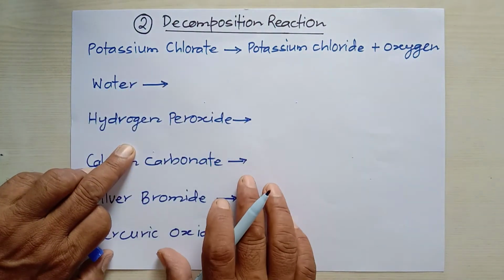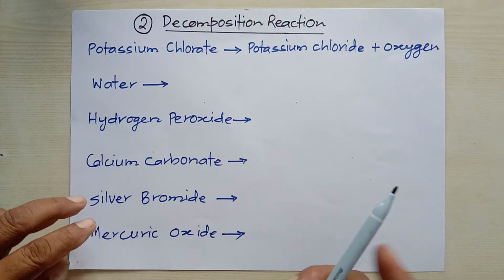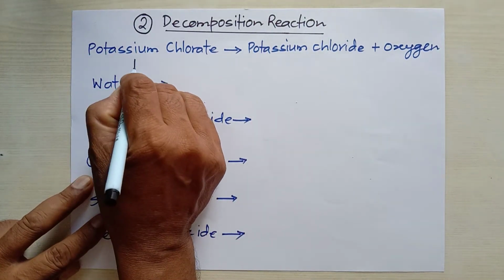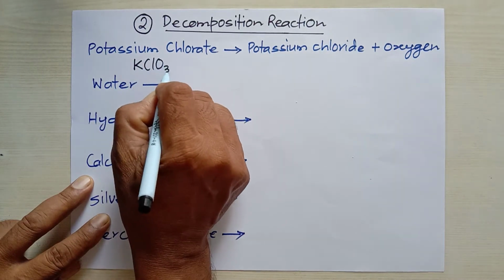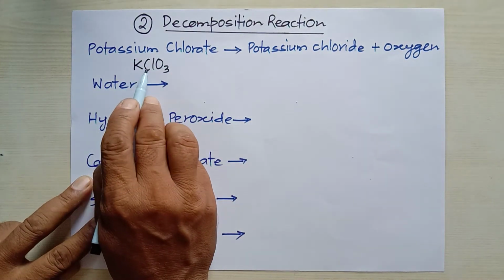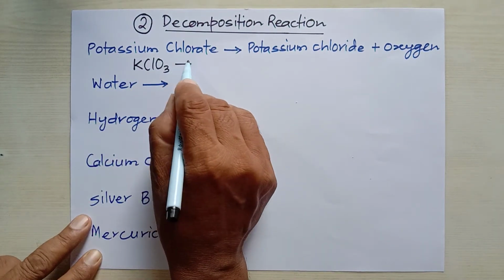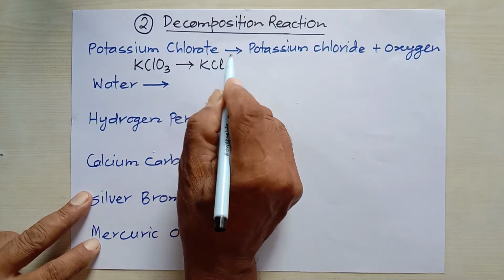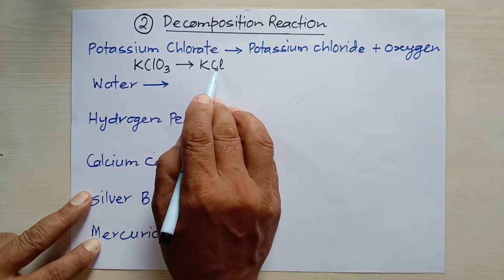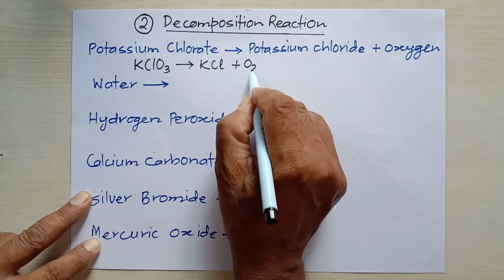Now this is the complete word equation, but we are writing a balanced chemical equation. Now how to convert it into a balanced chemical equation? Potassium is written as K and chlorate means what? ClO3. This is a compound, potassium valency 1, chlorate valency 1, equal valency, no exchange. Now what it gives? Potassium chloride, K for potassium, Cl for chloride. Potassium valency 1, chlorine valency 1, equal valency, no exchange. But oxygen, we are not writing O, we have to write O2.